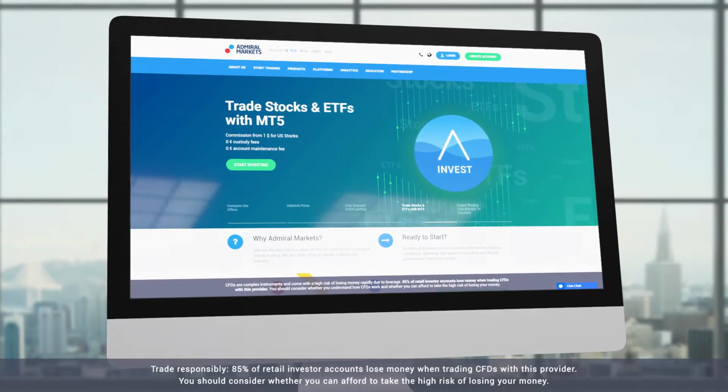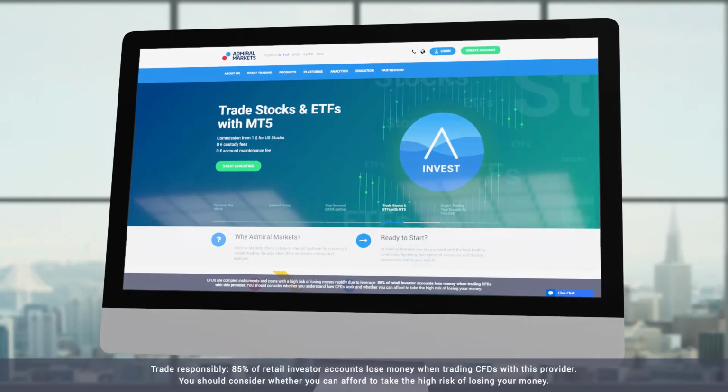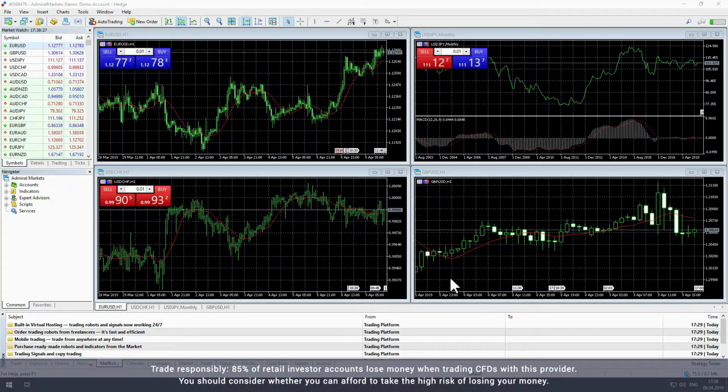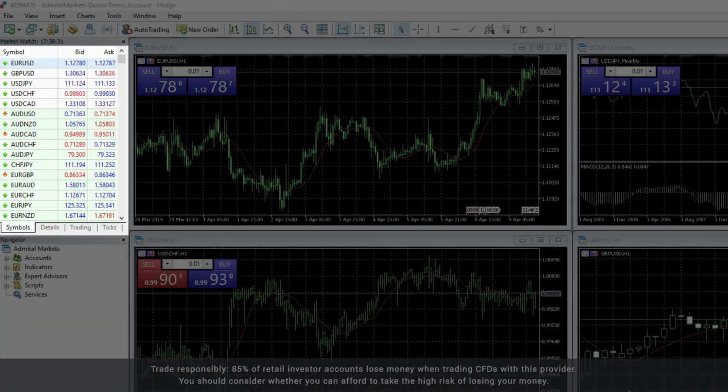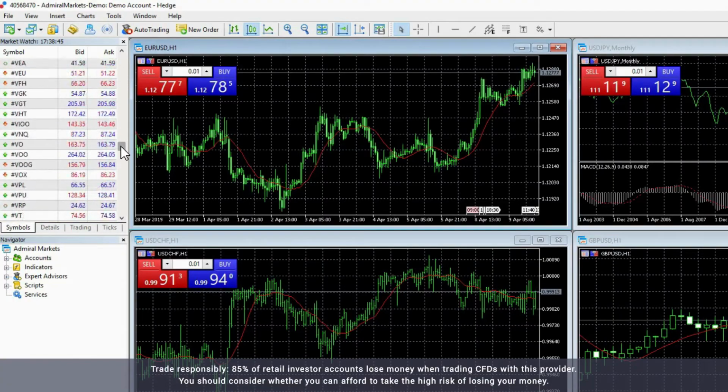In this video, we explain how you can make your first trade in the MetaTrader trading platform. While there are many ways you can open a trade or place an order in MetaTrader, in this video we will focus on the Market Watch window. First, scroll through the list of symbols to find the instrument you want to trade.